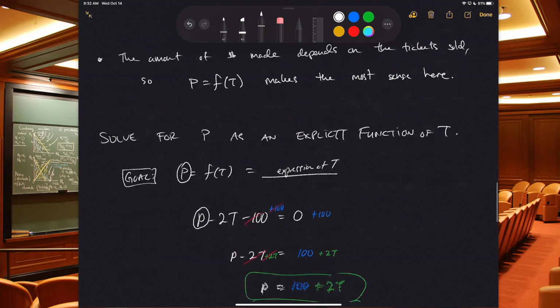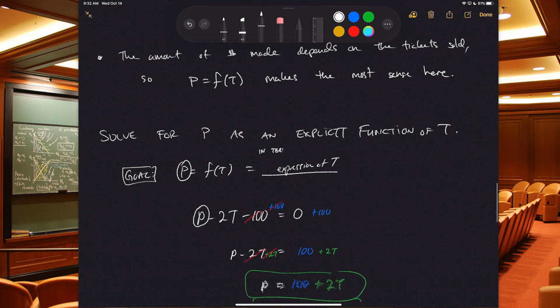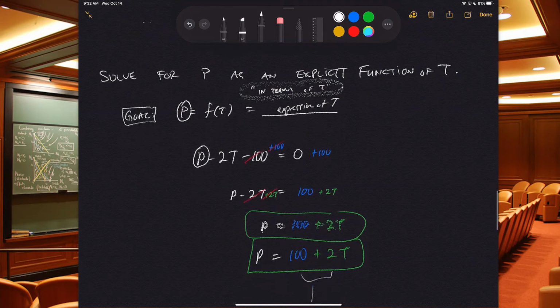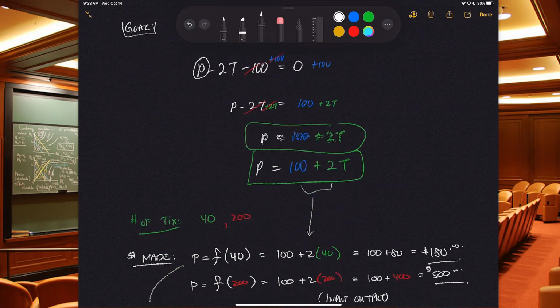So when you hear that, in terms of t, or in terms of x, it means just to have all the other numbers, operations, and variables on the other side of the equation from what you're solving for. So p in terms of t means p's on one side, everything involving t and everything else is on the other side, just like we have here.